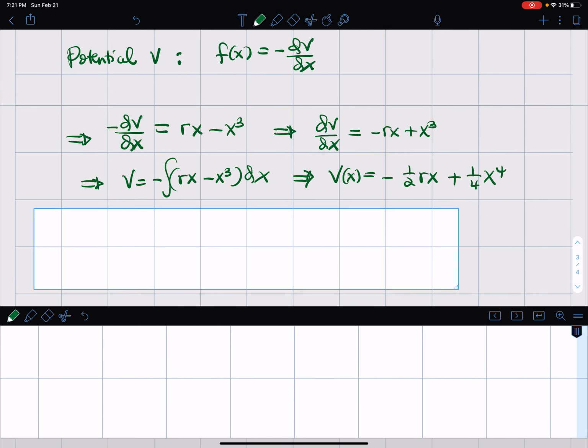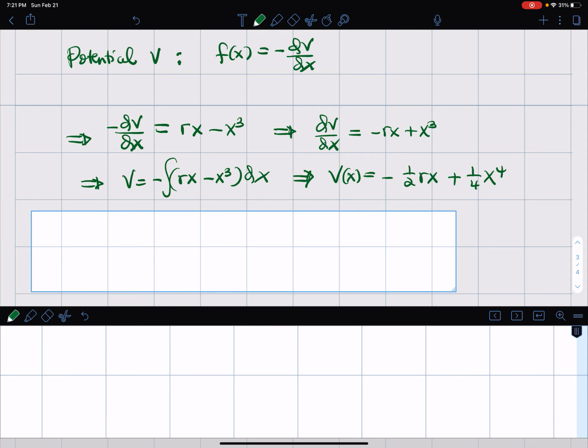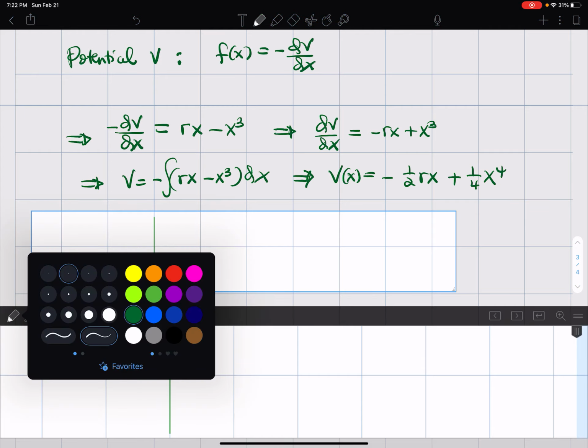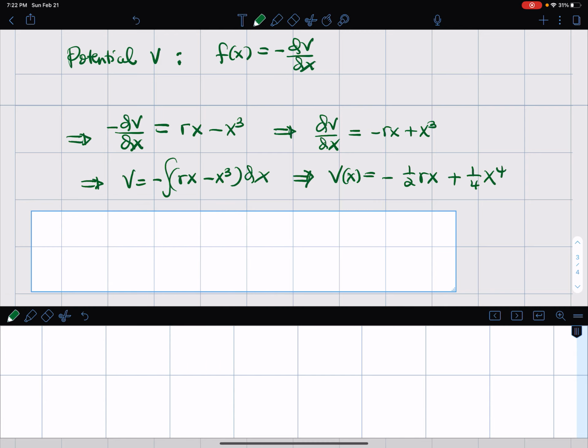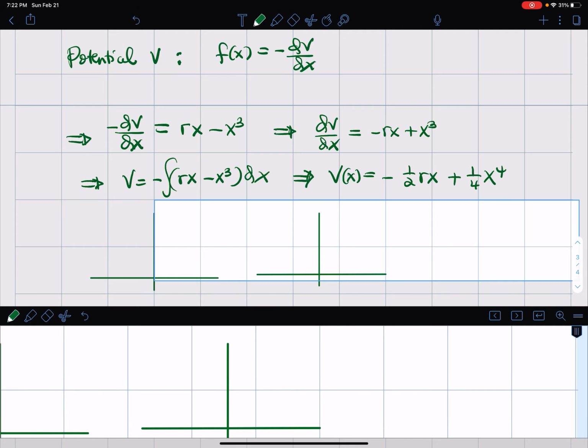Okay, you can use Maple to sketch this. You can sketch it by hand. You can do it however you want. But pick values for r. Let's say you pick r equals 1, r equals 0, and r equals negative 1. What am I saying? I should think more when I talk. Let's see what you get.